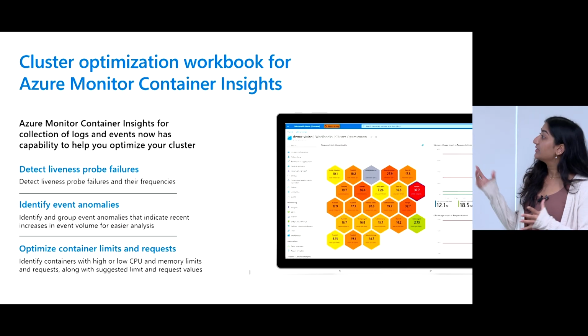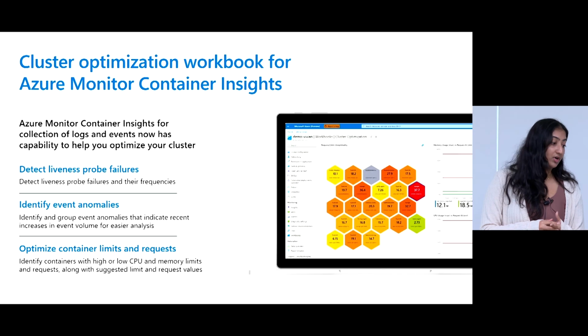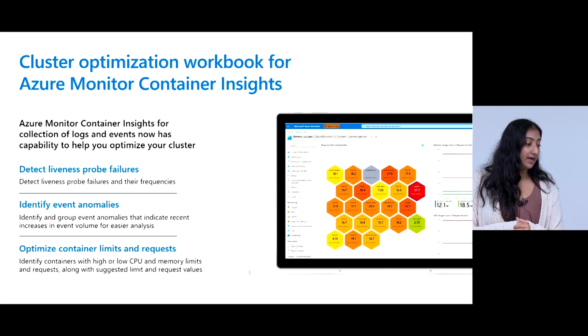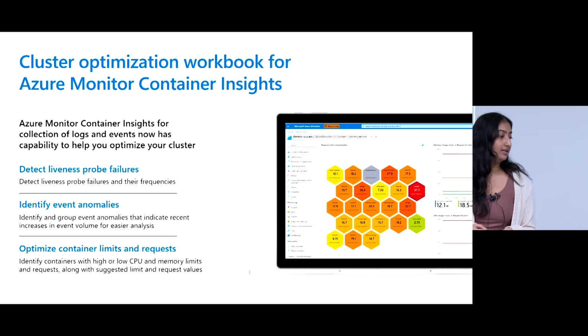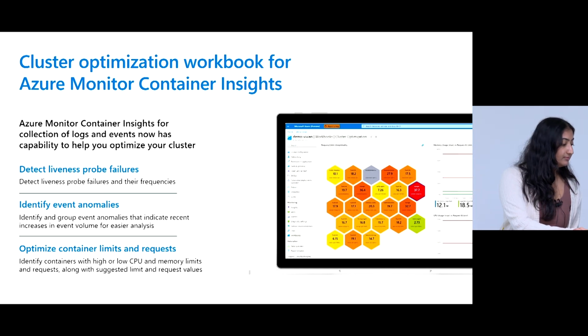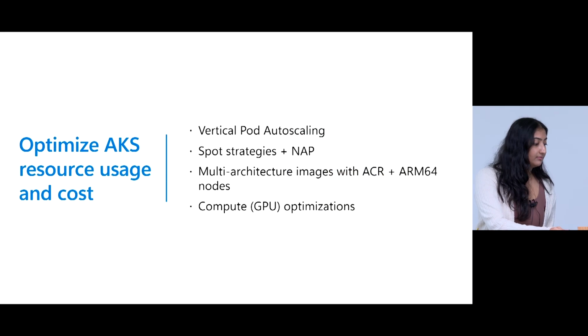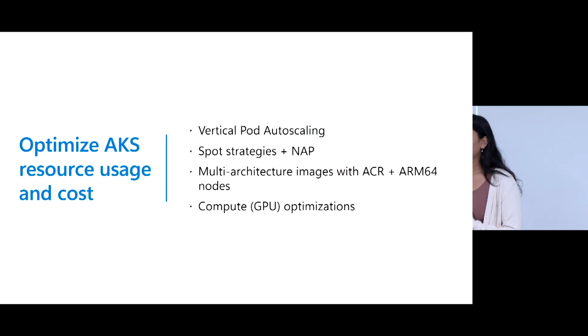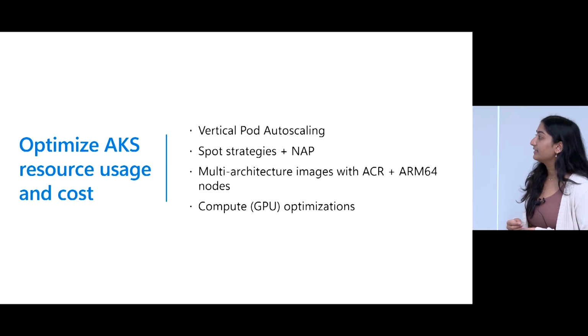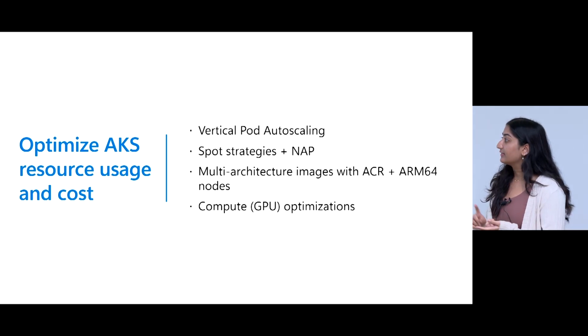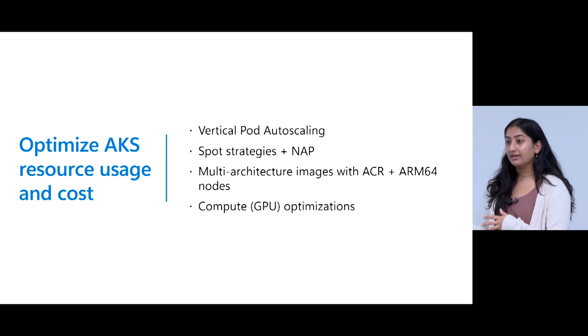With this feature, specifically the cluster optimization workbook, you can easily identify liveness probe failures, event anomalies, and right-sizing of your container limits and requests. So the next step is optimizing according to the information that you have. We'll dive into a few of these auto-scaling techniques: VPA, leveraging NAP, which is built on Karpenter, alongside Spot strategies.